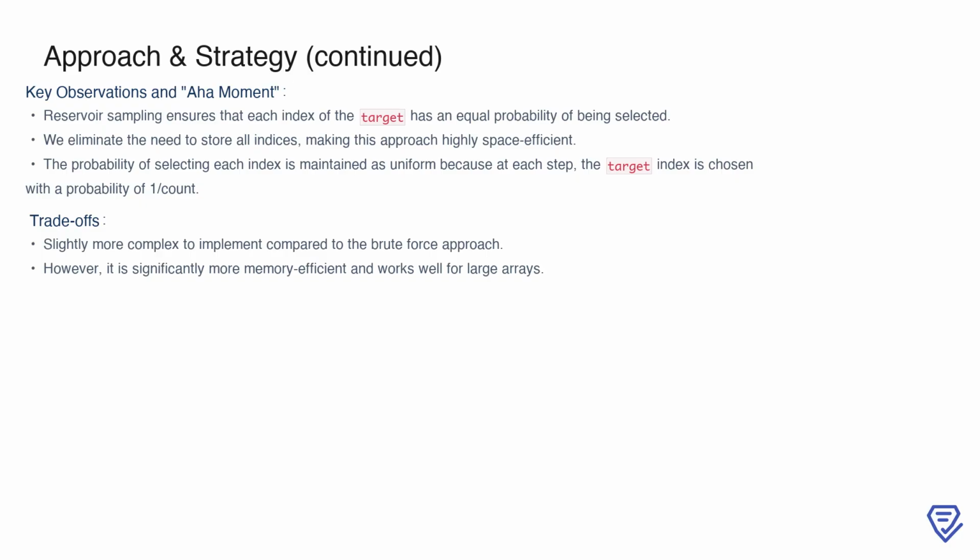The uniform probability is achieved because, at each step, the current target index is chosen with a probability of 1 divided by the count of targets encountered so far. This mathematical property ensures that every index has the same chance of being selected as the traversal progresses.